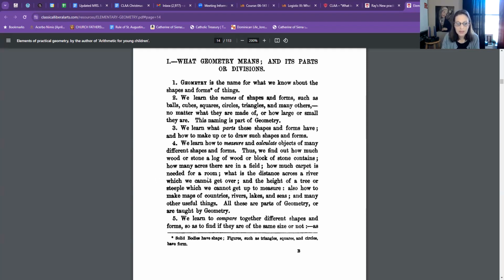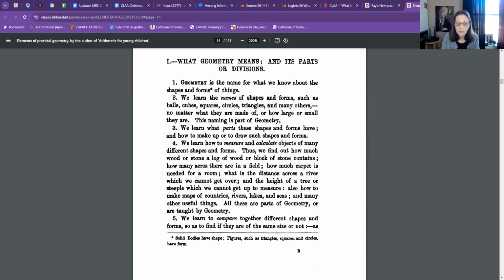How much carpet is needed for a room? What if you're going to put a new carpet in your room, and you have to go to the store and tell them how much you need? You have to be able to calculate how much you need, because if you bought too little, your room would look pretty silly with only part of the carpet done. Or if you bought too much, you'd be wasting money and you would have to throw it away. So geometry helps with things like that.